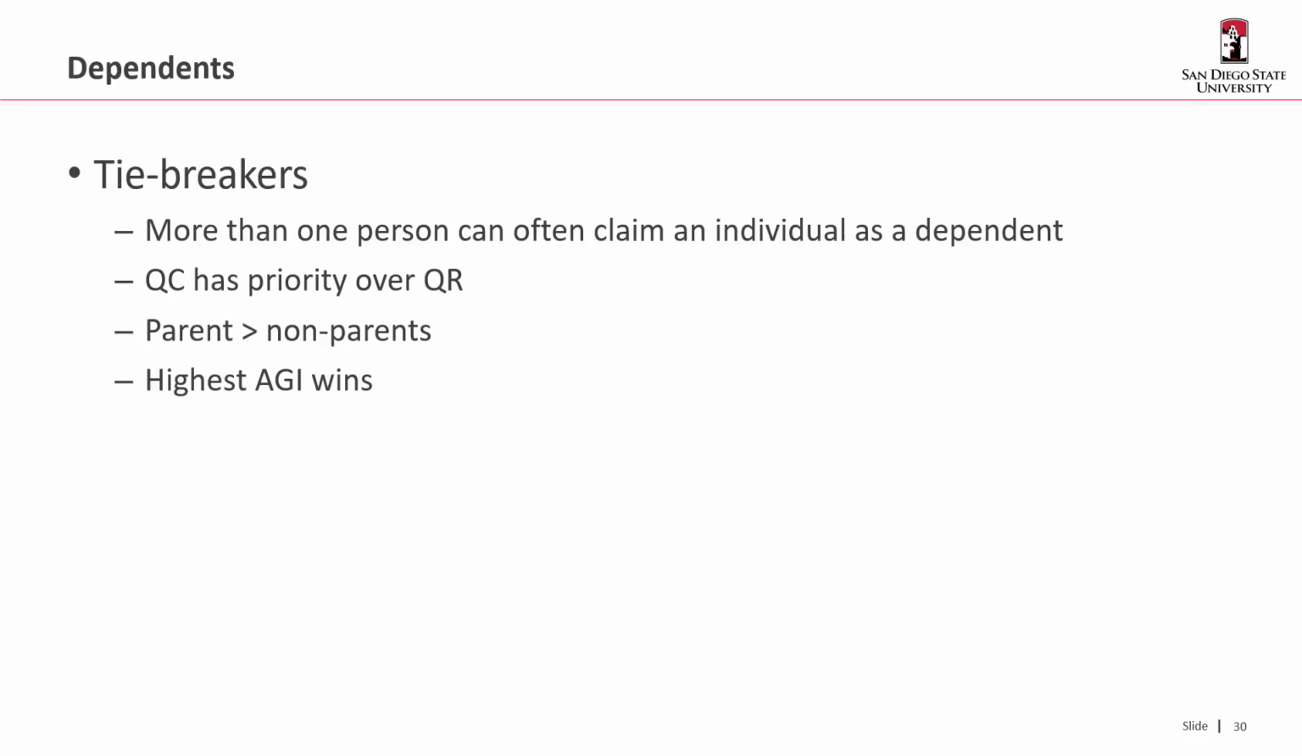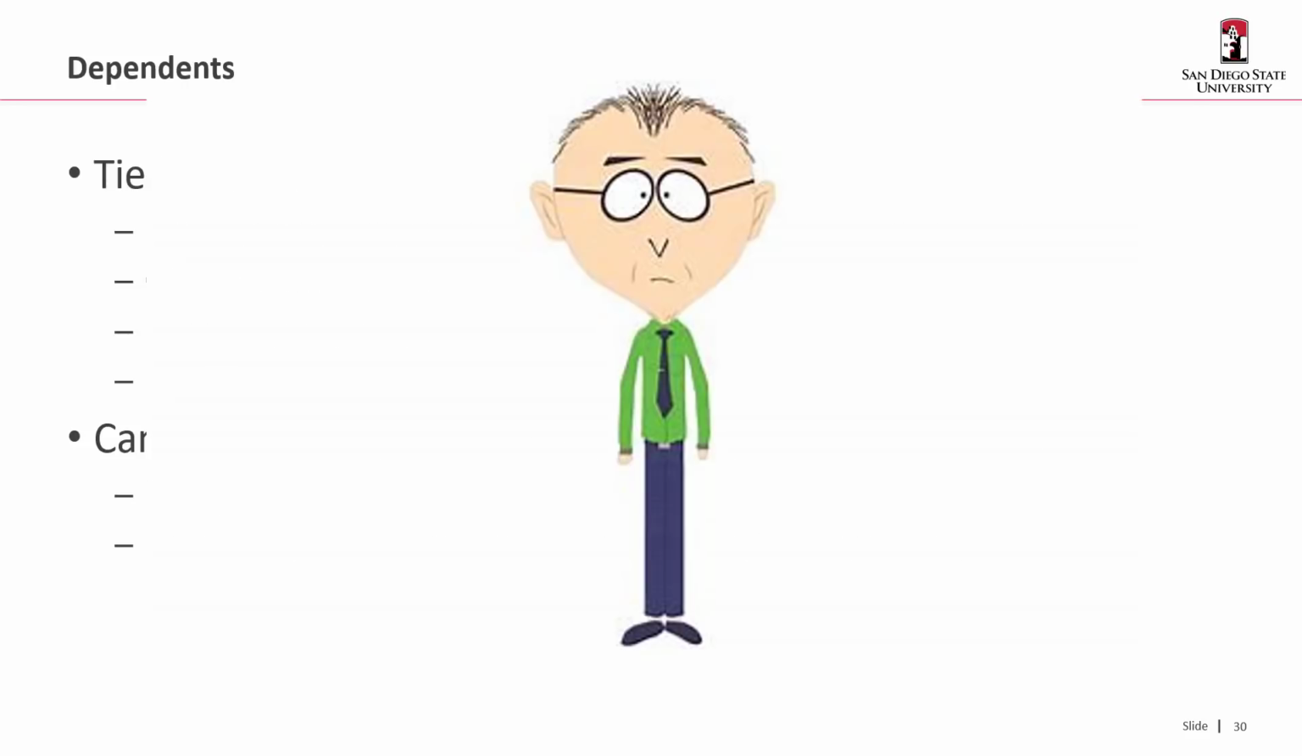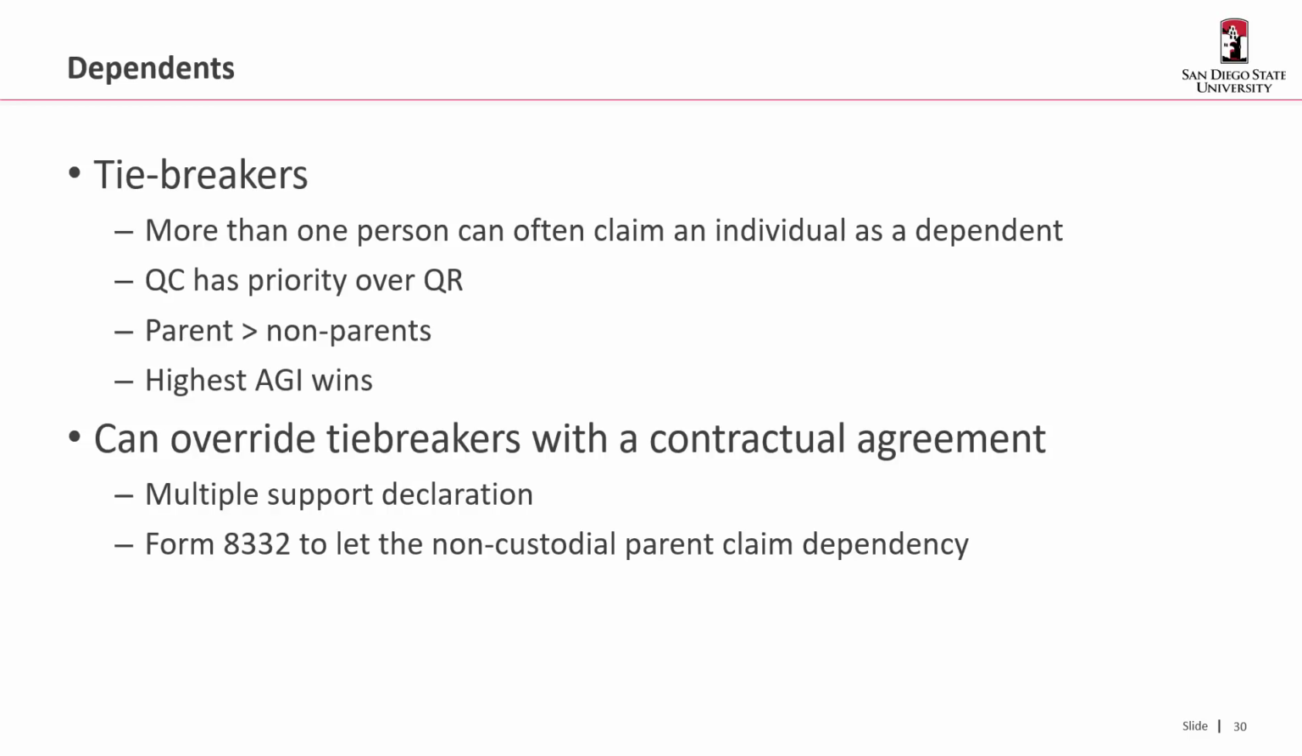So every once in a while there can be a situation where more than one person can claim an individual as a dependent. In this situation, if one of them can claim them as a qualifying child, but the other can only claim them as a qualifying relative, then the qualifying child person wins. If that doesn't work, so both of us can claim them as a qualifying child, then if one is a parent and one is a non-parent, the parent wins. And then if that's still a tie, then the person with the highest adjusted gross income gets to claim the dependent. Okay, you can override tiebreakers with contractual agreements.